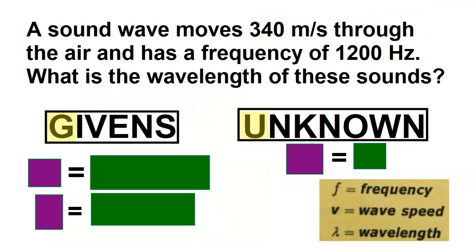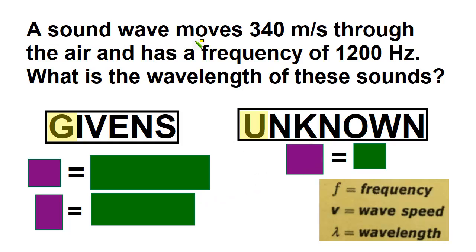All right, so let's do a few examples using part of our GUESS method. We're just going to do the G and the U for these, the givens and the unknown. So here's the word problem. And you guys know how this works. You got to fill in the numbers in the green and the letters or variables with the purple. So let's see. Reading it.